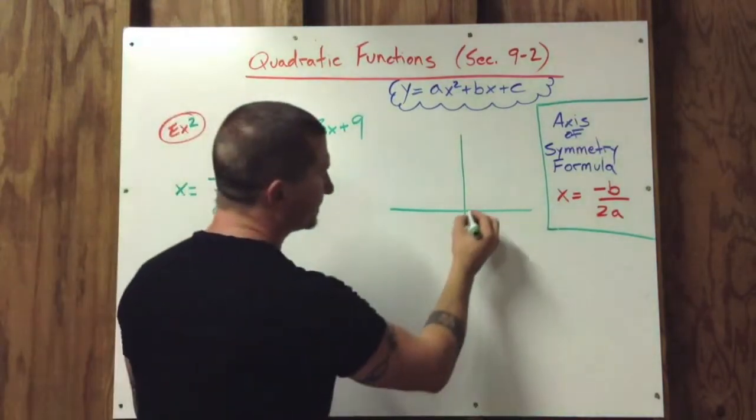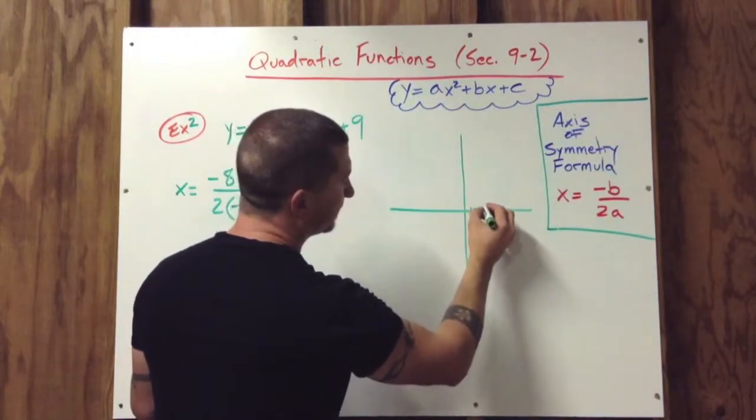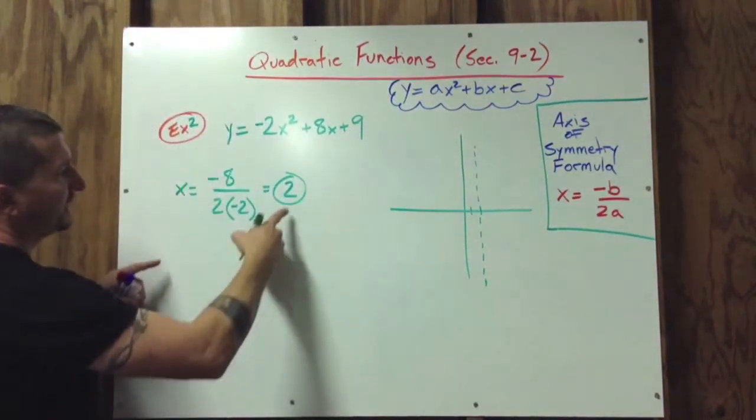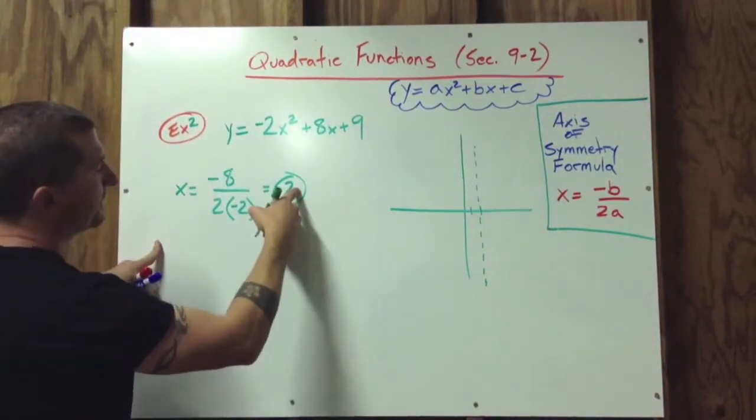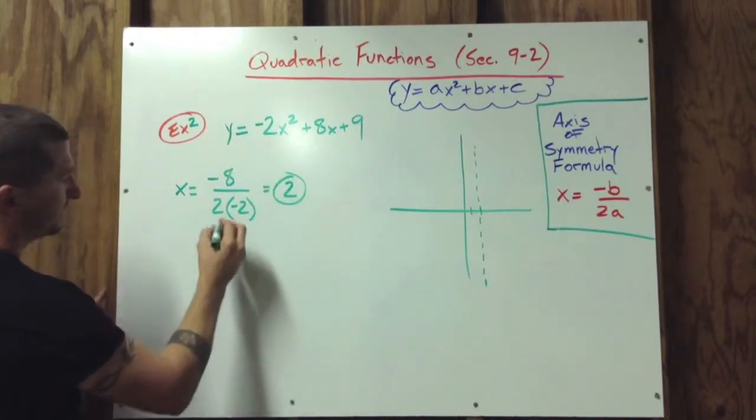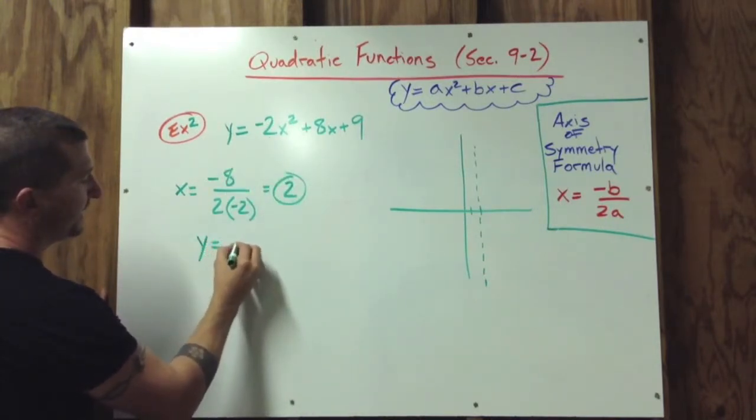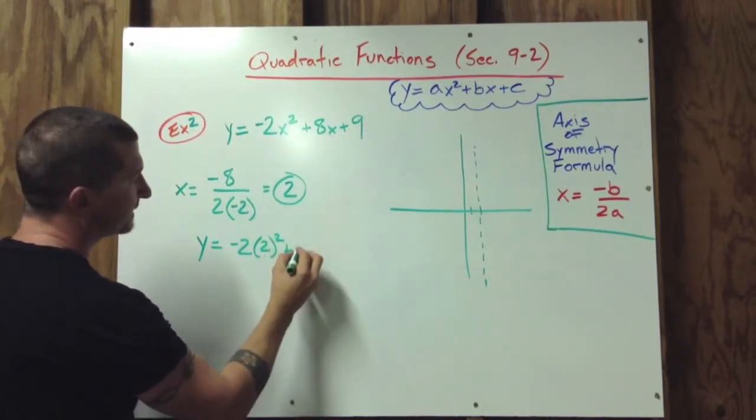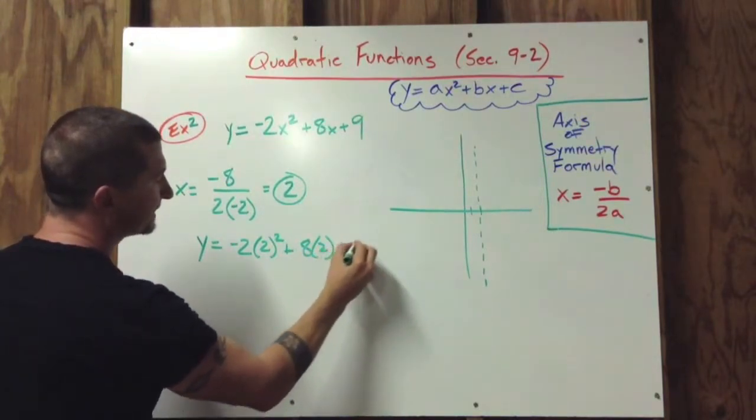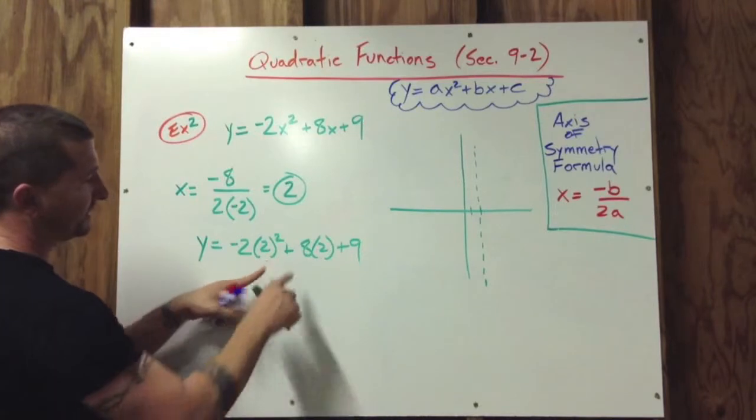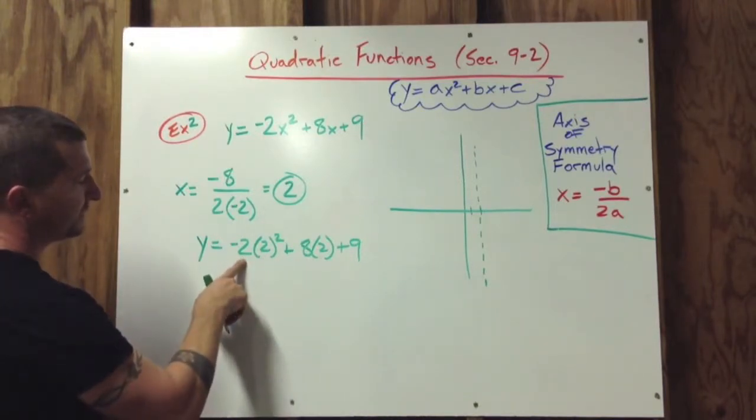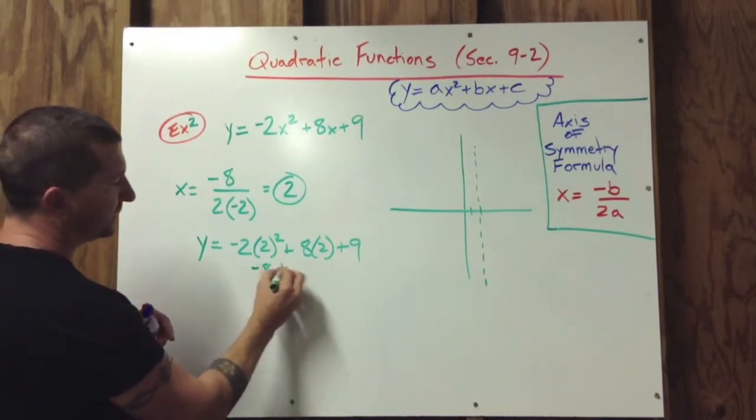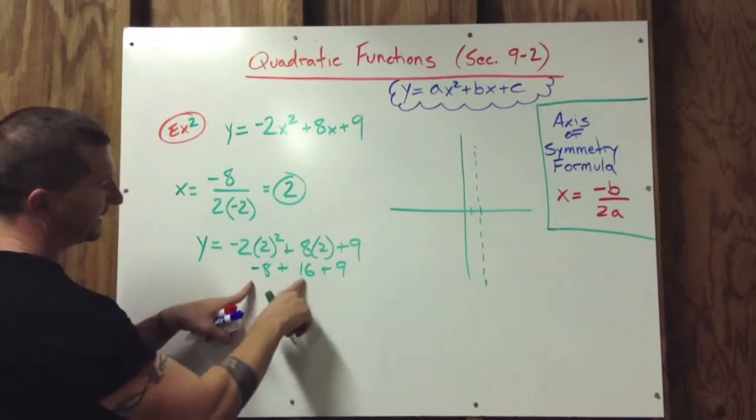So the axis of symmetry is going to be at 2. Now we can find that vertex by substituting in the 2 for x. So we have y equals negative 2 times 2 squared plus 8 times 2 plus 9. Now, the first thing we need to do is square the 2, which is 4, times negative 2, which is negative 8. Negative 8 plus 16 plus 9, that gives us 17.